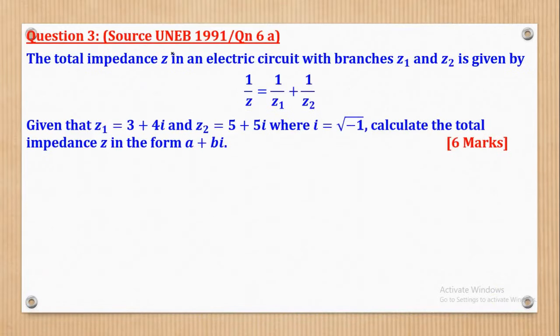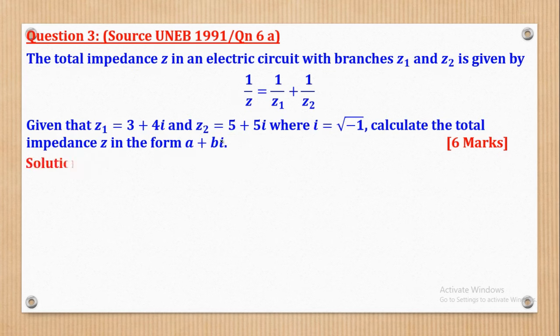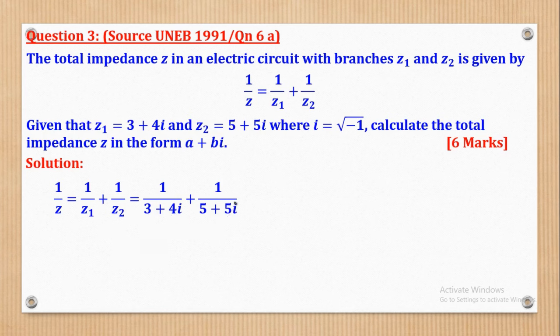Then question 3 came from UNEB 1991, paper 1, question 6a, and says the total impedance Z of an electric circuit with branches Z1 and Z2 is given by this expression. Given that Z1 is equal to 3 plus 4i and Z2 is equal to 5 plus 5i, where i is the square root of negative 1, calculate the total impedance Z in the form a plus bi. So here the good thing, we have Z1 and Z2, so we shall substitute for Z1 and also for Z2.